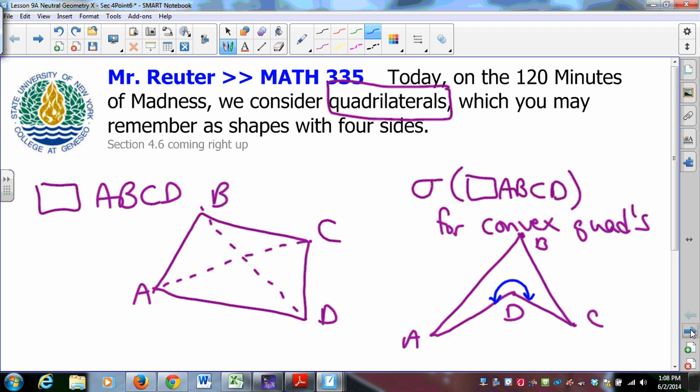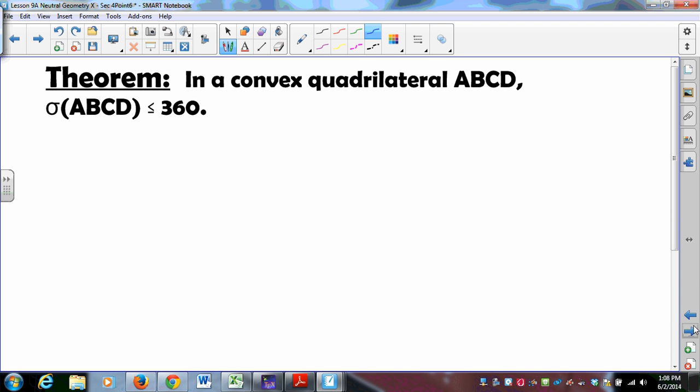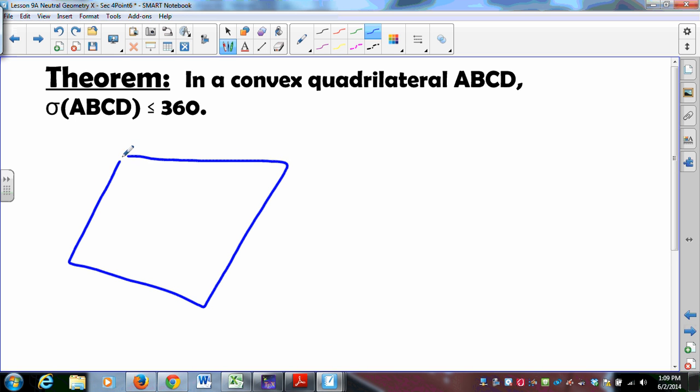But in a convex quadrilateral, guess what? In a convex quadrilateral ABCD, the sum of the angle measures is less than or equal to 360 degrees. This will actually be something that you will consider when we get to class. You will actually prove this. And it's not that hard. It's really just one line segment that we add to the picture. I think with one line segment added to that picture, you can prove it.